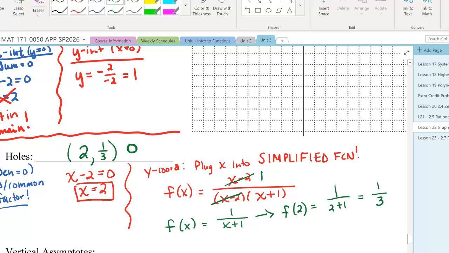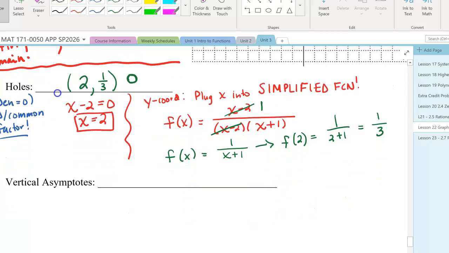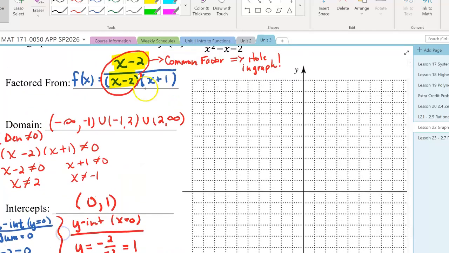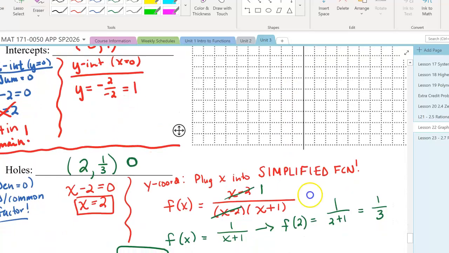All right, so we know we have a vertical asymptote as well, and that's going to be at x equals -1, because that's the other factor in the denominator that doesn't have a common factor at the top. So we have a hole here, vertical asymptote there.